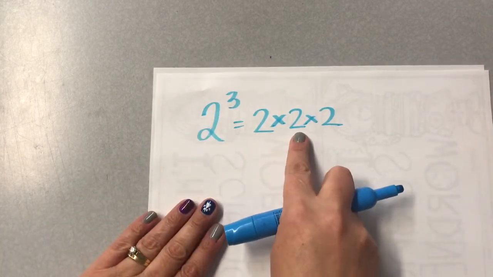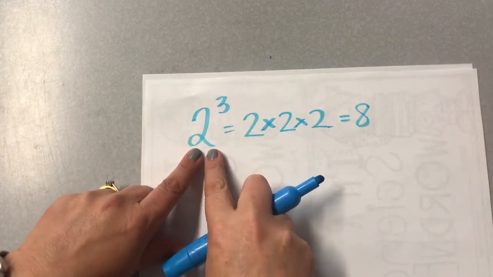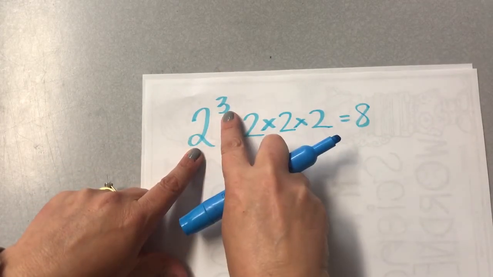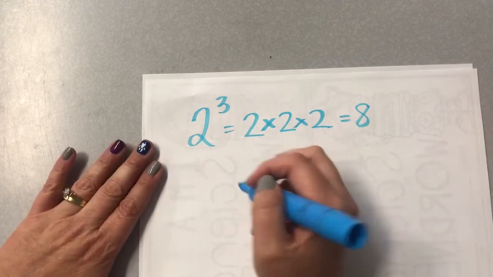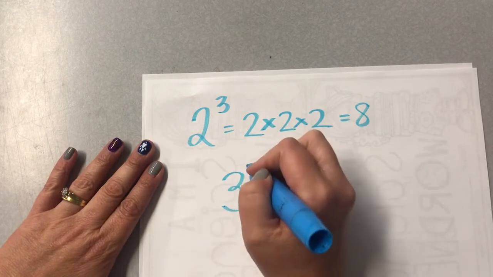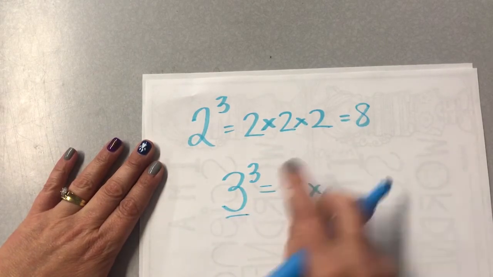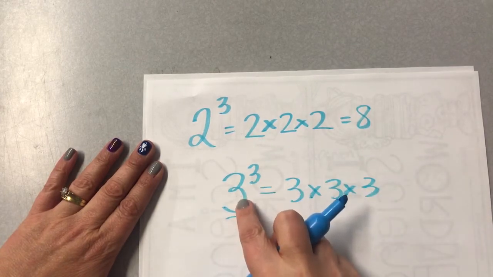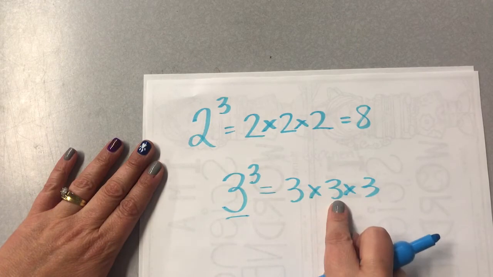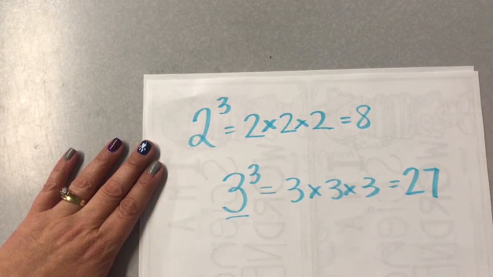2 times 2 is 4. 4 times 2 is 8. So we can solve this exponential notation problem, 2 to the third power, as 2 times 2 times 2, which equals 8. I could do 3 to the third power. 3 is my base. 3 times 3 times 3. 3 times itself, and we're going to do it 3 times. 3 times 3 is 9. 9 times 3 is 27.